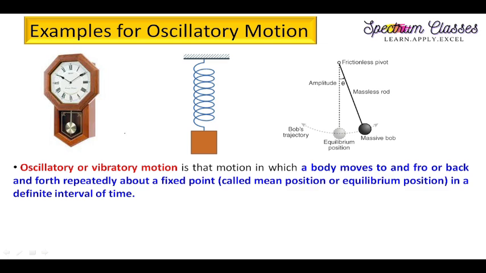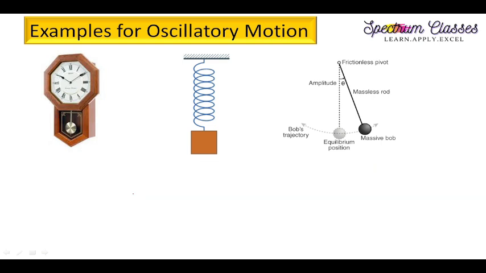What we have seen out of these three examples is that vibratory or oscillatory motion is that in which a body moves to and fro, or back and forth, repeatedly about a fixed point. That fixed point is called its equilibrium position or mean position, right? And this repetition will be done after a certain interval of time. So this is very important, that certain interval of time.